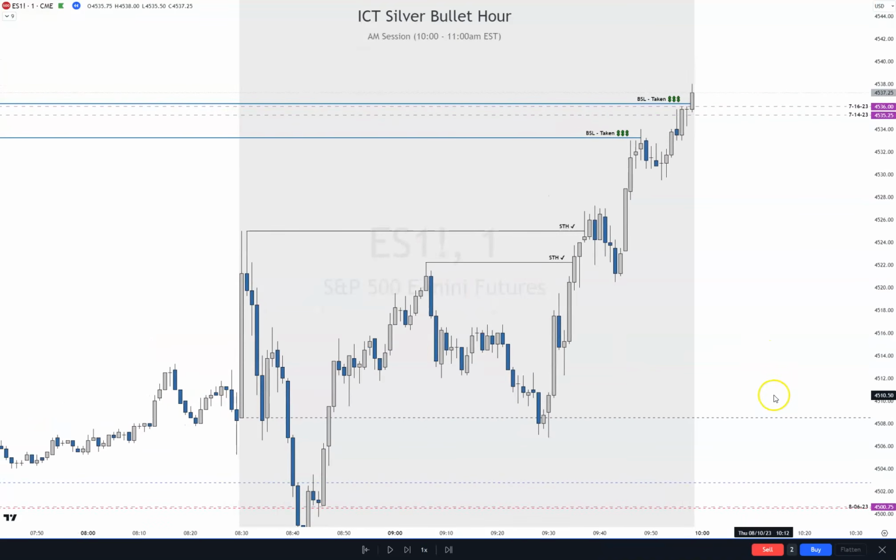Okay. So we're going to go candle by candle, and I'll explain what I see, and we'll buy and sell just using TradingView.